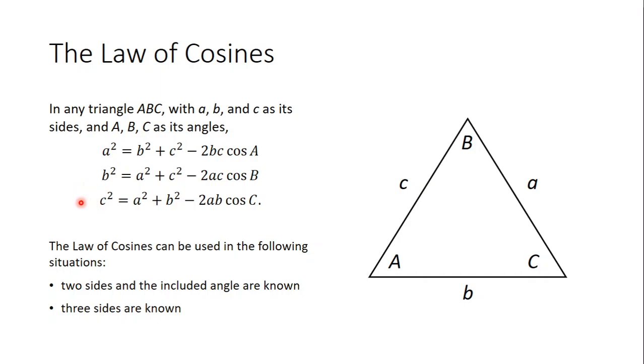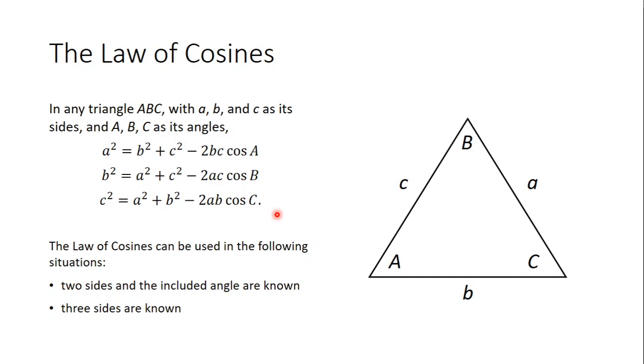Okay, these three equations state the law of cosines. A squared is equal to B squared plus C squared less 2BC cosine A. B squared is equal to A squared plus C squared less 2AC cosine B. And C squared is equal to A squared plus B squared less 2AB cosine C.